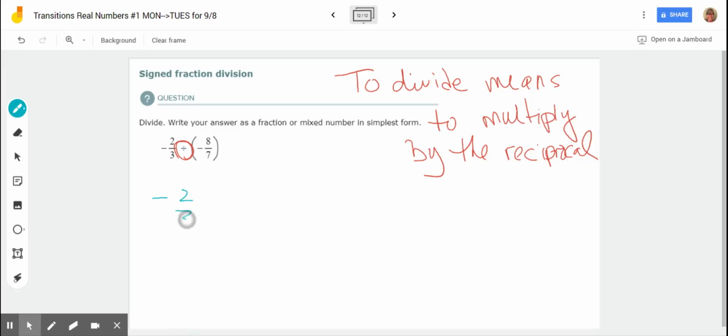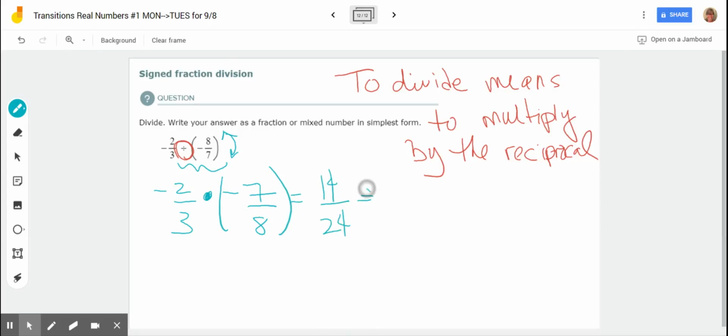So we go, no, we don't change the 2/3. The 2/3 isn't doing anything. It's being divided. So we leave that the same, negative 2/3. But to divide means to multiply by the reciprocal. Flip this sucker, negative 7/8. And you get 14 over 24, which is divisible by 2. So that becomes 7/12. And that's your answer. Okay.